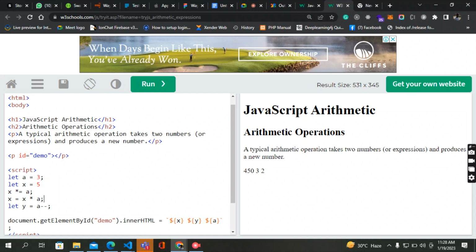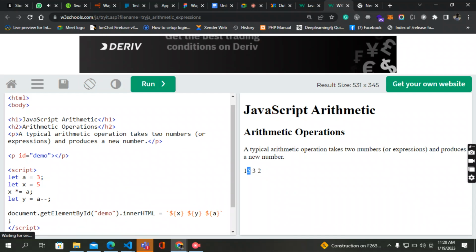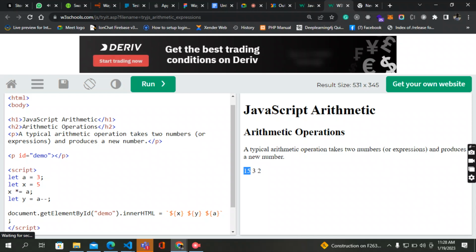Do you understand now? Yes, sir. So instead of repeating ourselves with this x, you can just join the two to this one and say x multiply equals a. Alright, so let's run this, see, we have this to be 15. That's our x. That means you say x, which is 5, multiplied by 3, which is 5 times 3, 15.